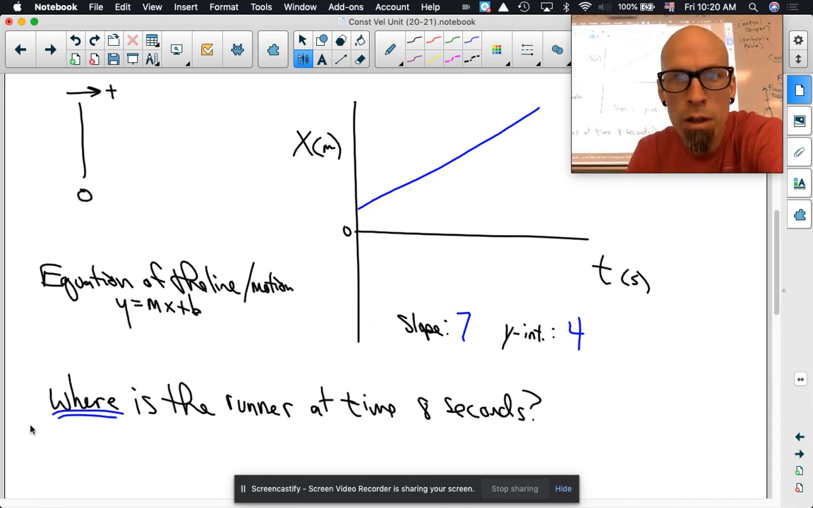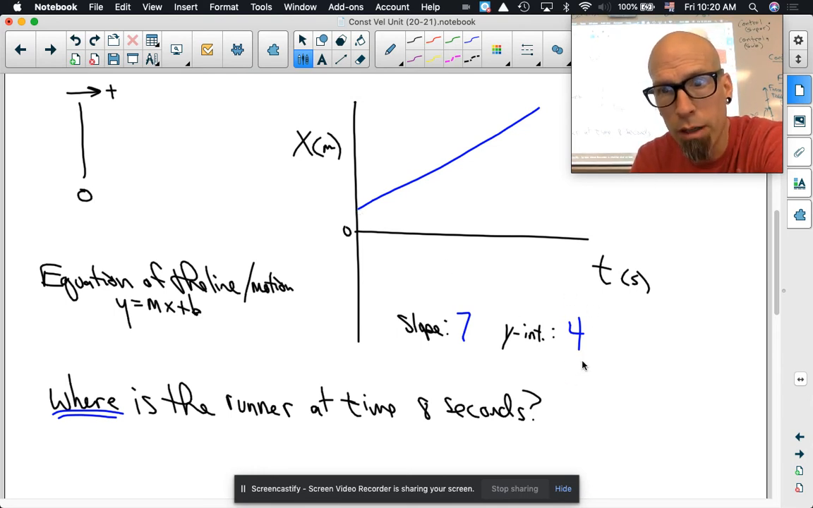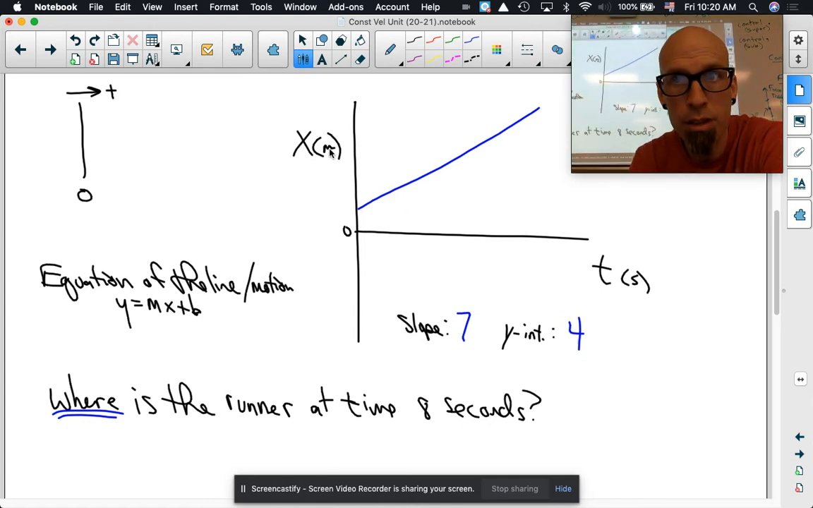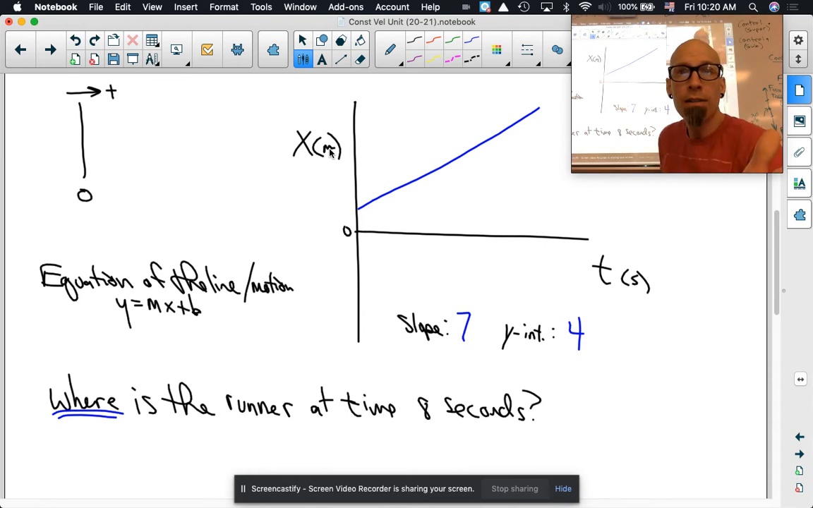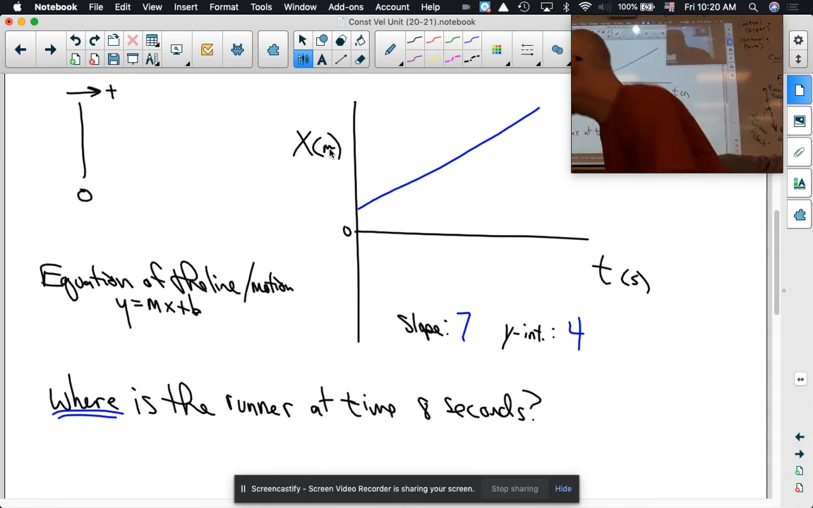So since the line starts above the 0, that means the object starts with a positive position, and in fact, a positive position of what? 4. For what? 4 meters, because again, position is measured in meters. So I need to draw a first dot on the positive side of 0. My first dot's going to be right here on the positive side of 0.